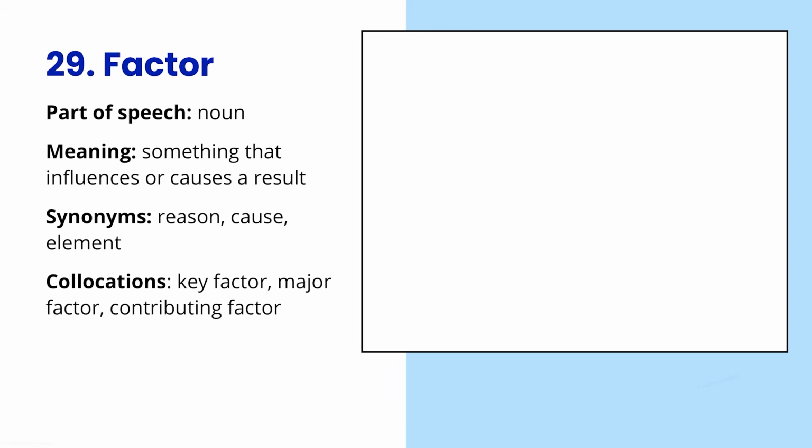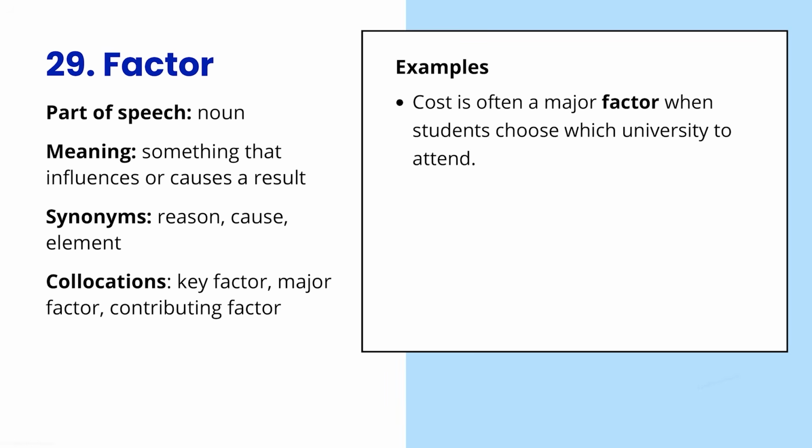Major factor, same thing, so a big factor. Contributing factor. Cost is often a major factor when students choose which university to attend. So this means that the amount of money you have to pay to go to university is often something that will influence students when they're deciding which university to attend or go to.